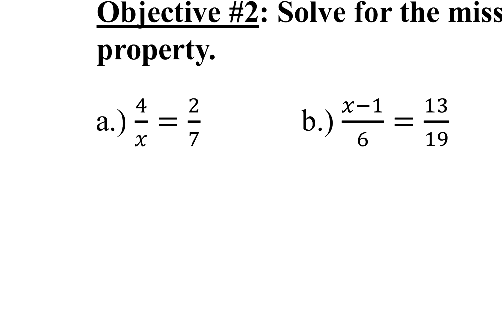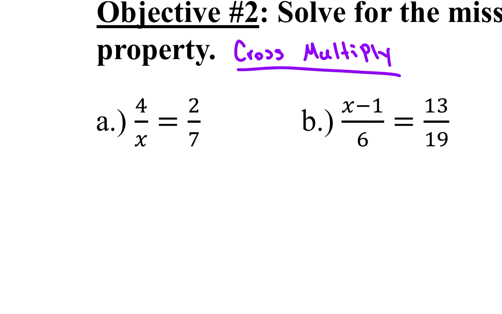So when a fraction is equal to a fraction, what we need to do to solve them is cross multiply. Cross multiply. That is how we solve. When you have a fraction equal to a fraction, or a proportion, where a ratio is equal to another ratio, you have to cross multiply to solve. So I'm going to take these two things and cross multiply.